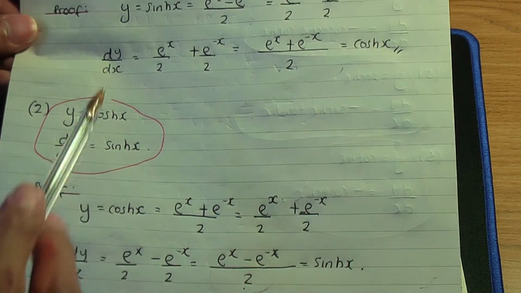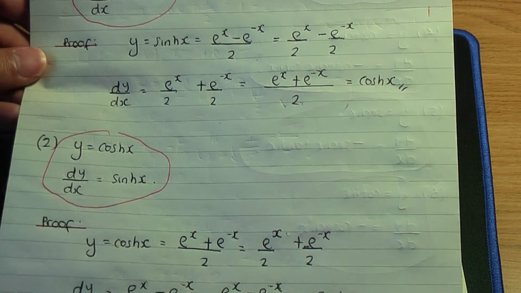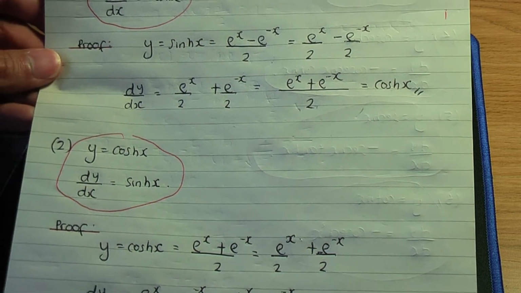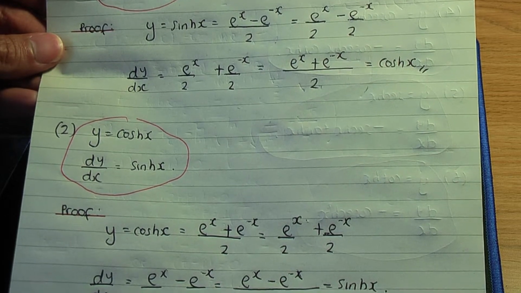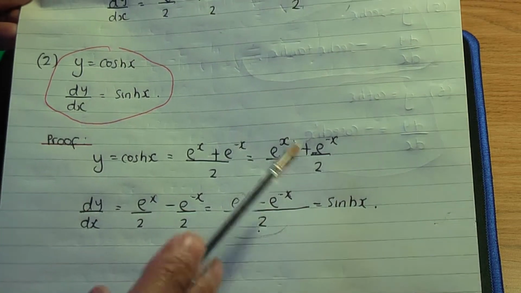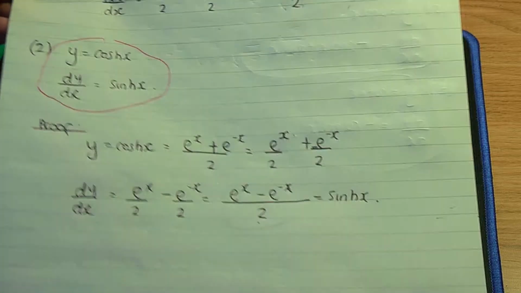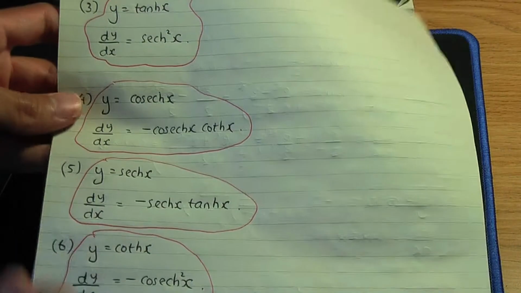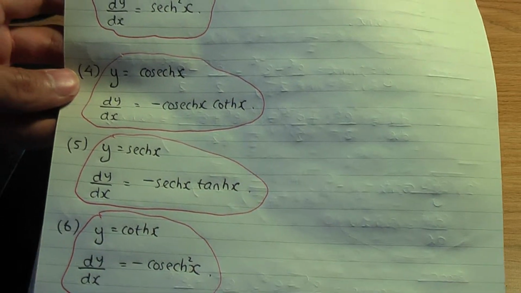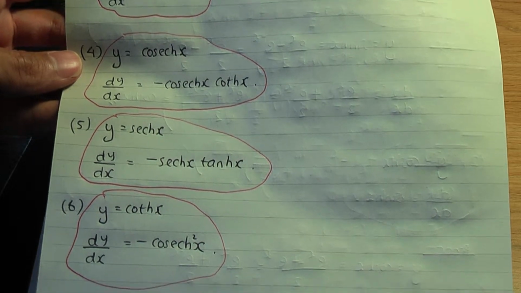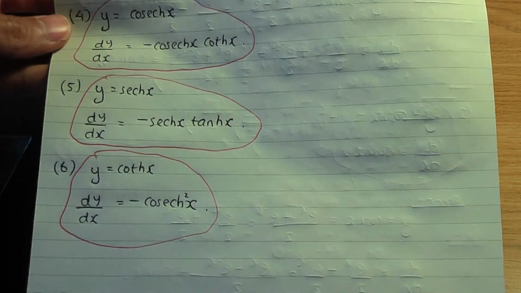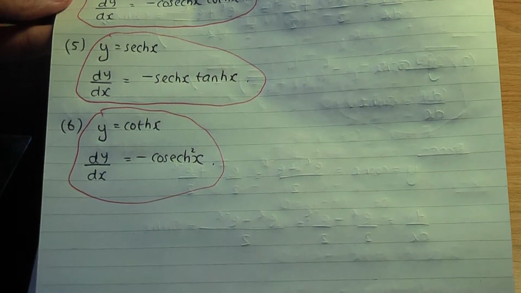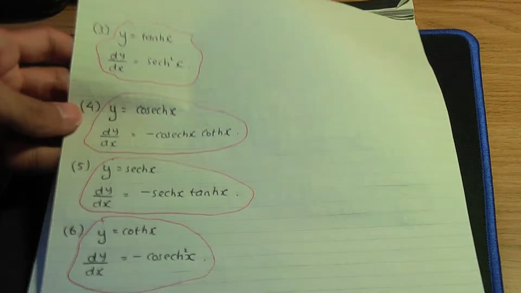Okay, so I proved the first two, the results for y equals hyperbolic sine and y equals hyperbolic cos, and we've seen how these derivatives come about. Okay, and you could also equally prove these results here. So you should get these results for 3, 4, 5 and 6. I'm going to go through some additional results that I'm going to get using the chain rule.